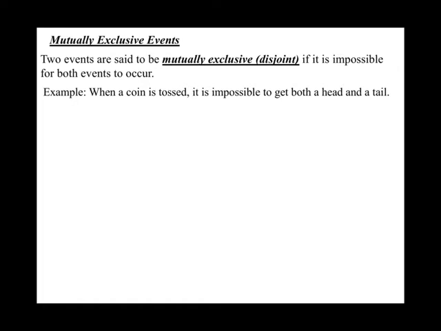I can use a diagram to explain this one. For example, the first circle here is the probability of getting the head, and the other one is the probability of getting the tail. You can see there is no intersection. That's disjoint, right? So we know these two events are mutually exclusive. They can't happen at the same time.